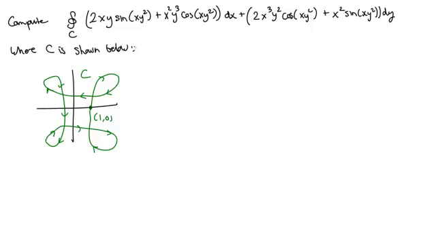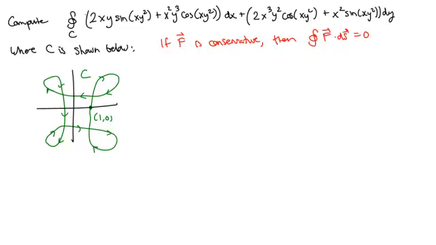Compute the closed line integral of 2xy sine of xy squared plus x squared y cubed cosine of xy squared dx plus 2x cubed y squared cosine xy squared plus x squared sine xy squared dy, where c is the contour shown below. Now, the first thing to notice about this contour is that I have one piece of data about it, and I have no way of parameterizing it. So we'd better hope that the vector field is conservative, because if it was, then this line integral would evaluate to 0 and we wouldn't have to parameterize anything.